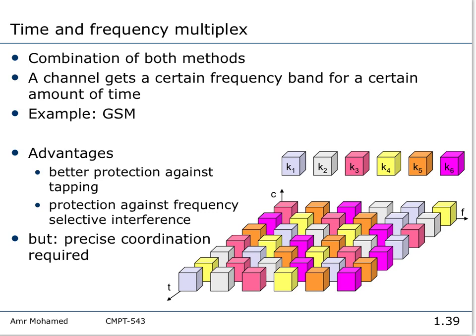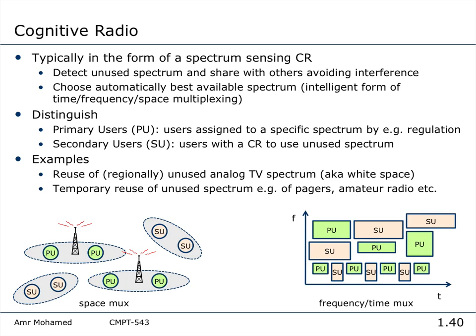So every time I need to have this prior subframe for allocation before users start to send any data. So that's an overhead, and I use that for coordination. Any questions? So this precise coordination is highly complex.